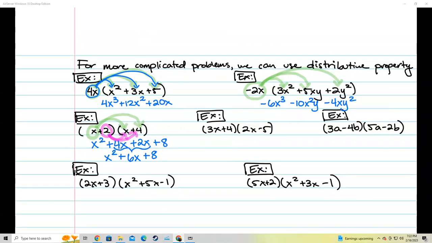So that's one way you could do it. The other way that I have taught you how to do these type of problems when you have a binomial times a binomial is to use the FOIL method. I'm going to go ahead and introduce it again, even though we've done it in class, but FOIL.